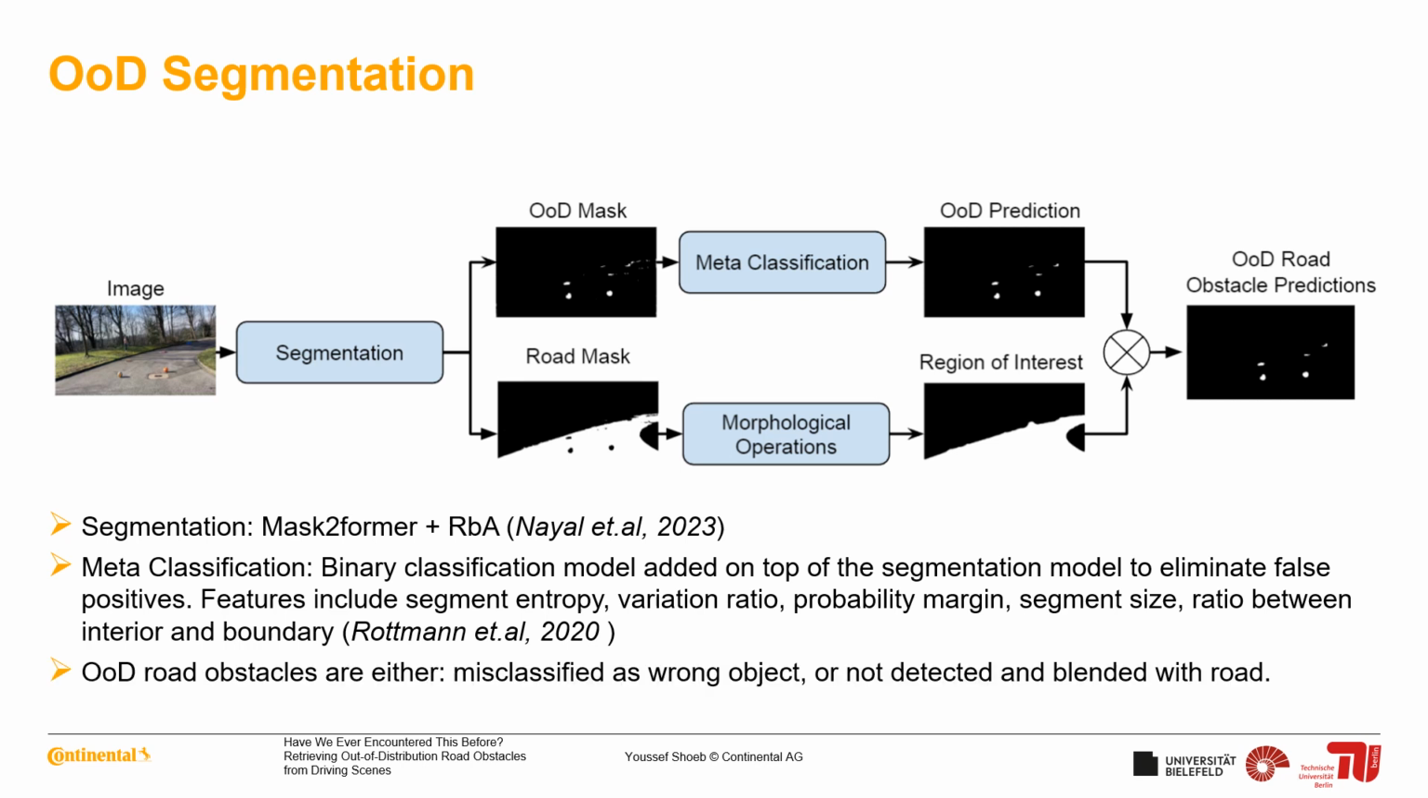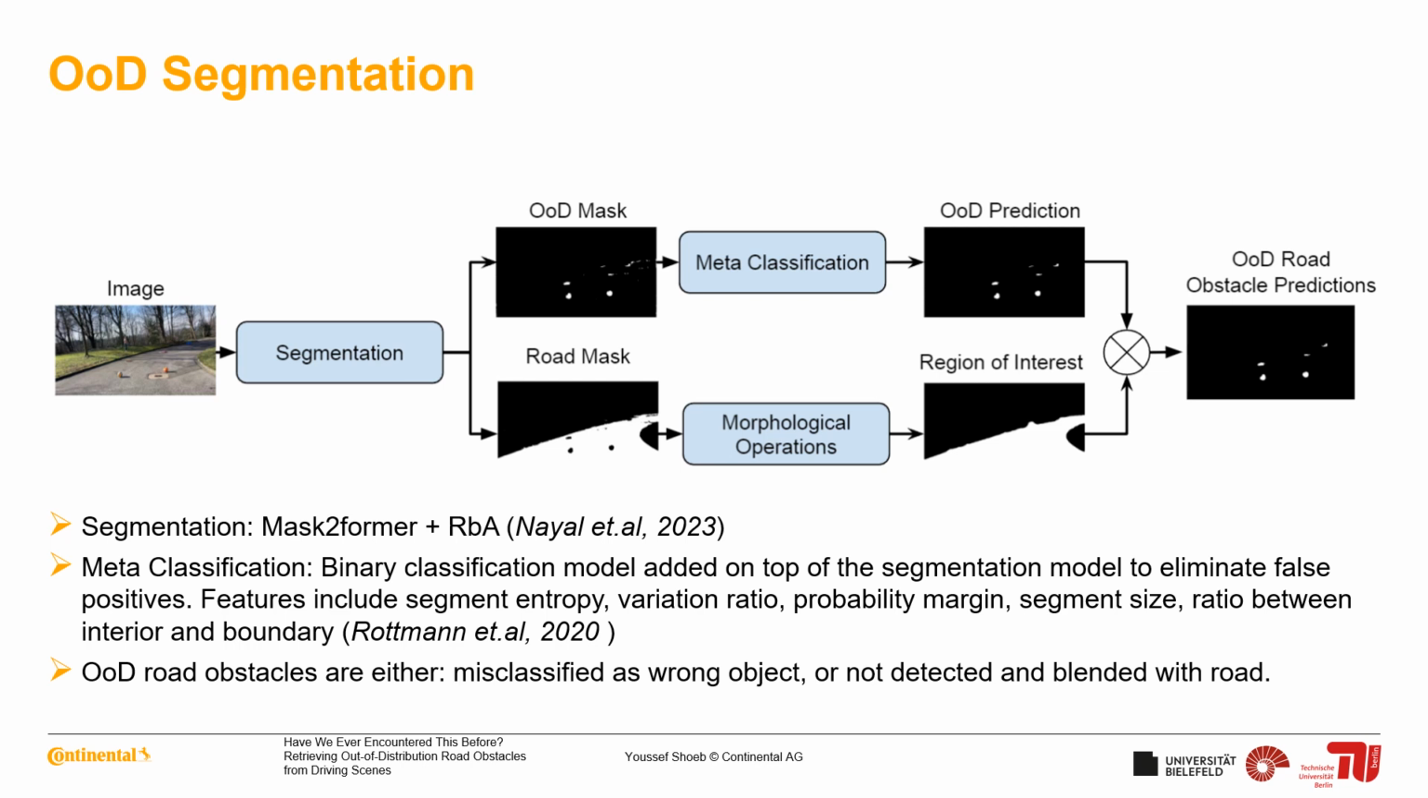Then the second step is utilizing the road mask to create a region of interest. Objects on the road are either misclassified as a wrong object, or they're actually not detected at all, and they're just blended with the road. So we can restrict our predictions from the OOD mask to only objects that lie on the road. But we do not have a perfect road mask.